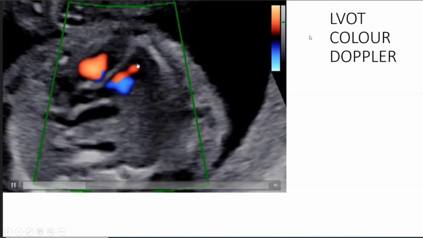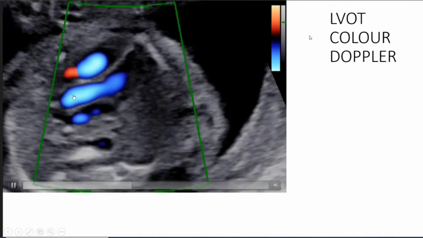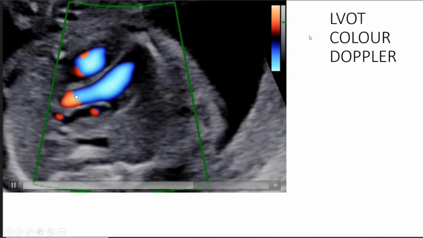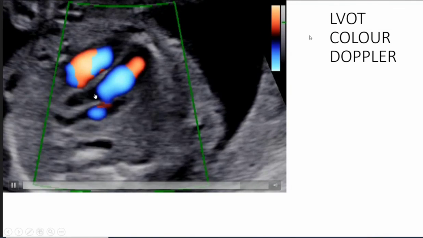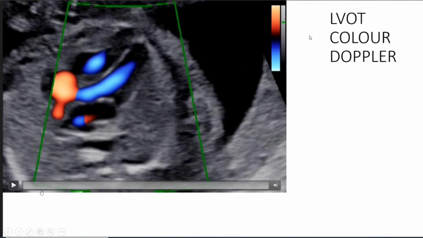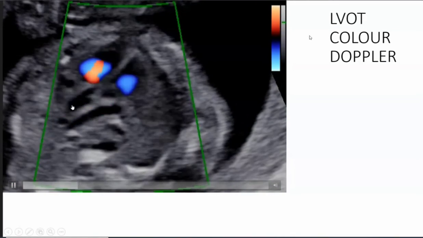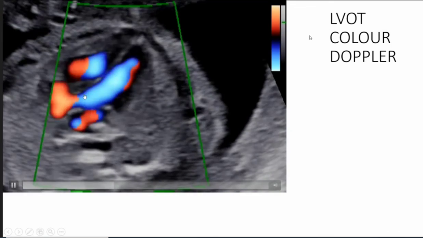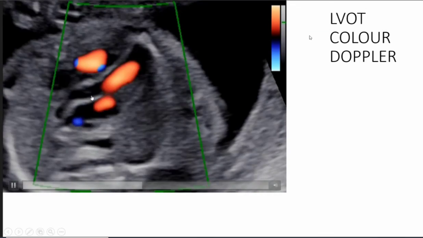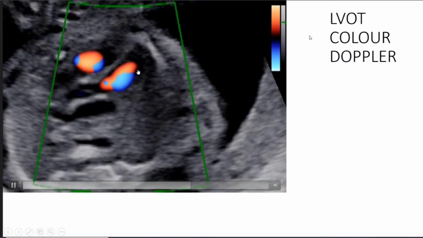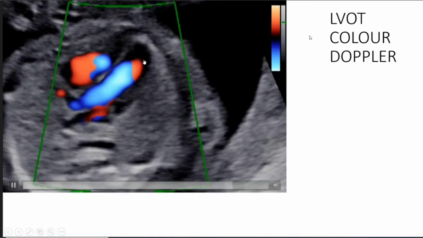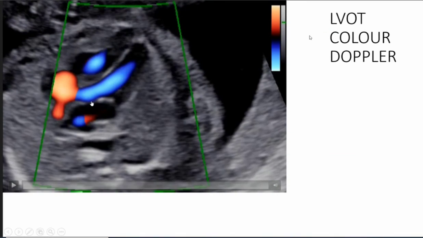Now LVOT view in color, you can see that the left ventricular outflow goes into the aorta in the blue color, and there is no contribution from the right ventricle into the aorta. So the entire flow from the left ventricle goes into the fifth chamber or ascending aorta with no contribution from the right ventricle. And you can see there is no regurgitation also. So this is the LVOT view in color Doppler.